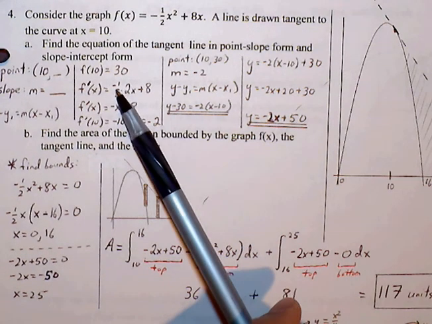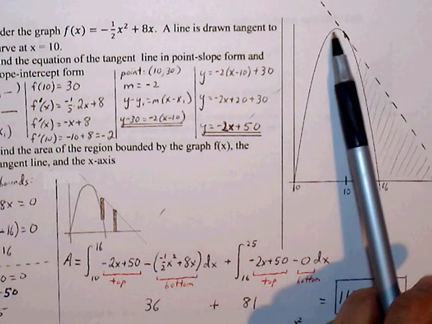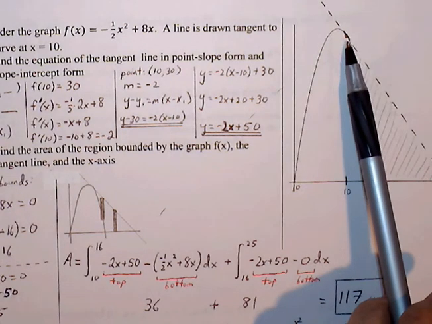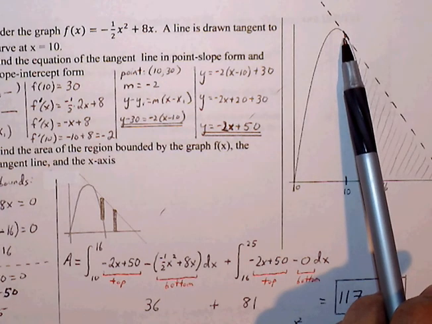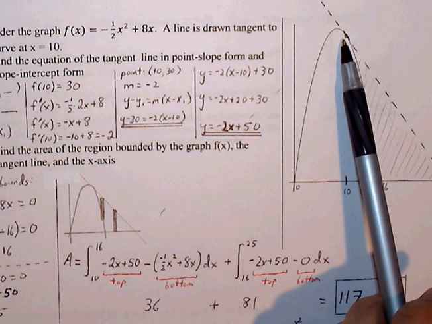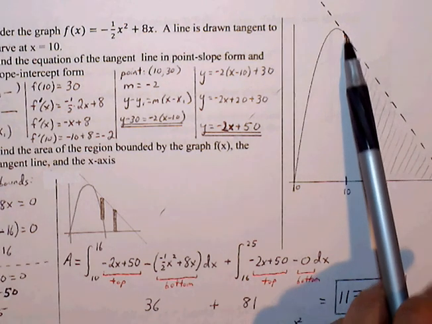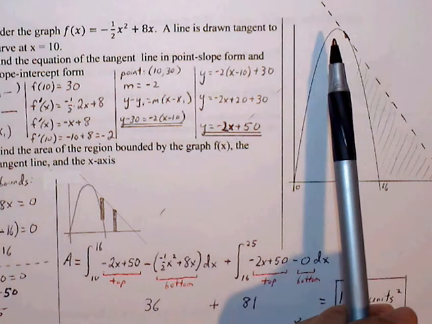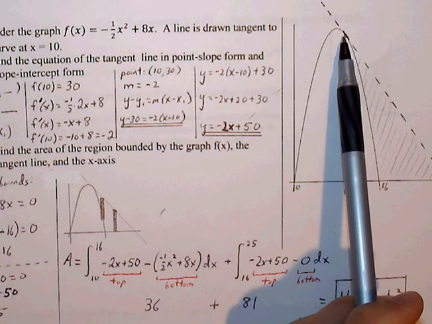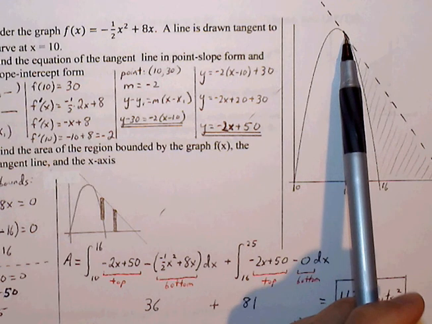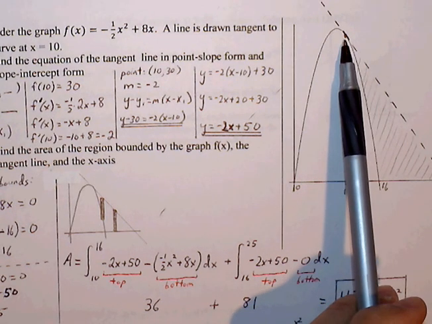Now, how do we find the slope? Well, if a line is drawn tangent to a curve, then not only do they share the same ordered pair at that point where they're tangent to each other, but they're also going to share the same steepness between the curve and the line. So whatever the slope is at that point on the curve, that's also going to be the steepness for that tangent line.